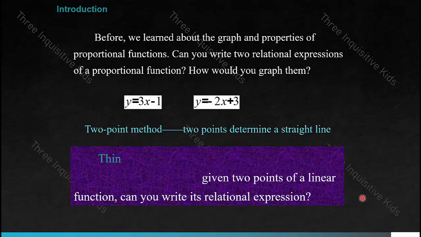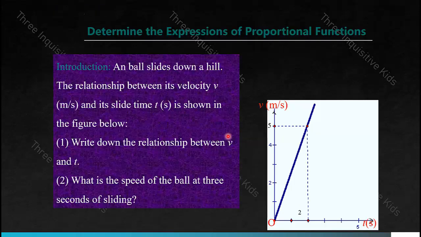Well, here we have two functions right here. The 2-point method. 2 points determine a straight line. So think, conversely, if you're given 2 points of a linear function, can you write its relational expression? Determine the expressions of proportional functions.